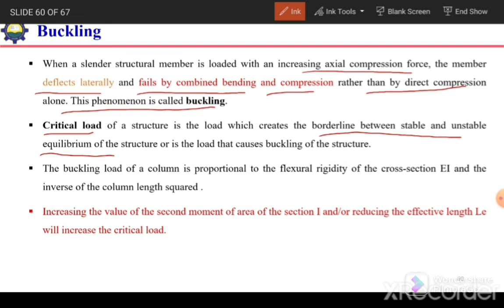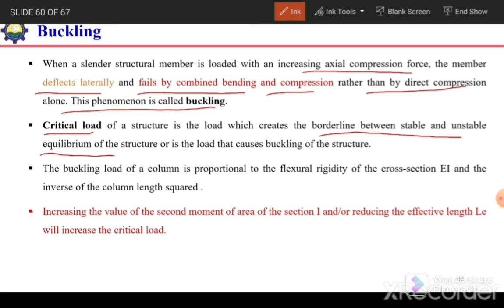The load where the unstable equilibrium is achieved is the critical load or the critical buckling load, or we can say the load at which the buckling of the axial compression member occurs is termed the critical buckling load.